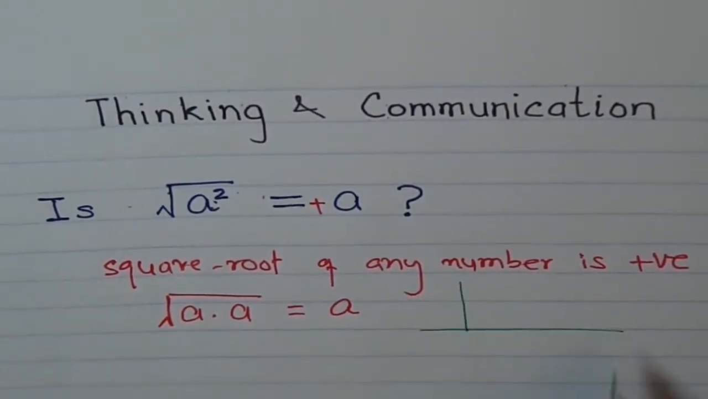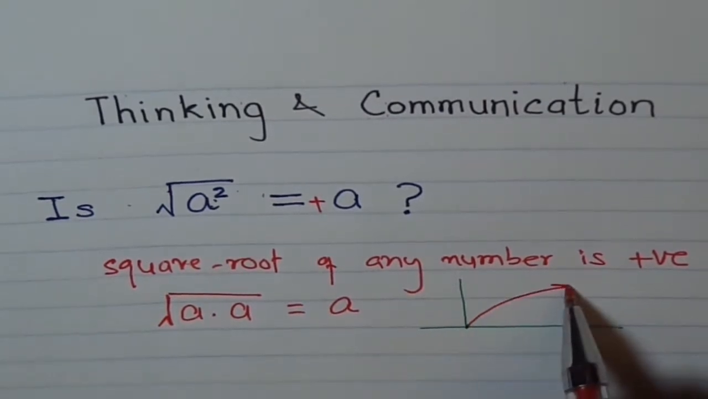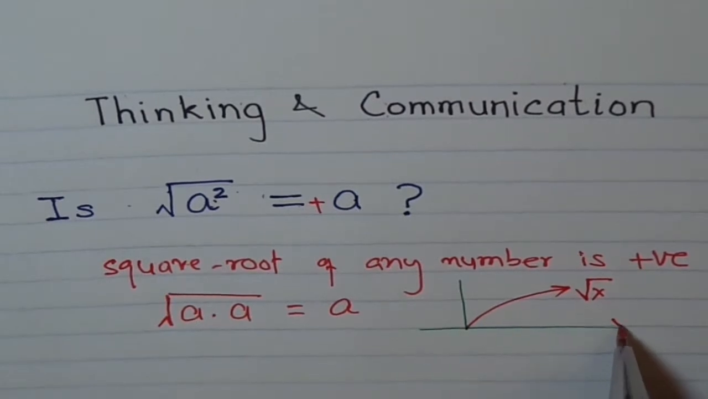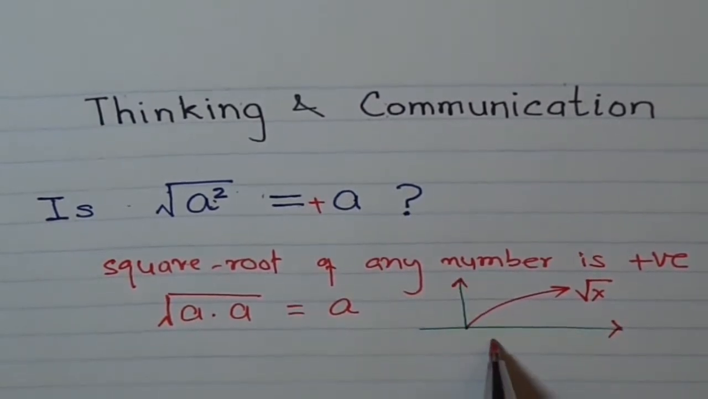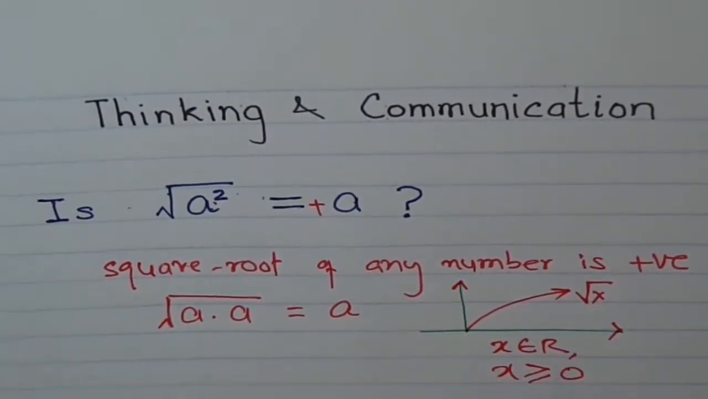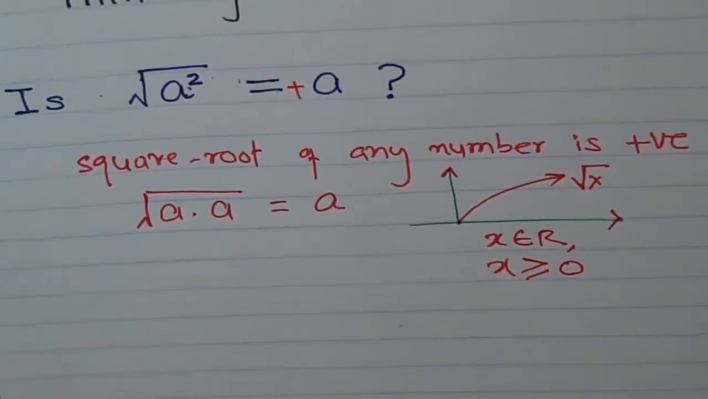But remember one thing, when we were talking about square root, the square root function which we considered was something like this. Do you remember that? This is the square root of x, where x belongs to real numbers, but x is greater than or equal to 0. Do you see that?